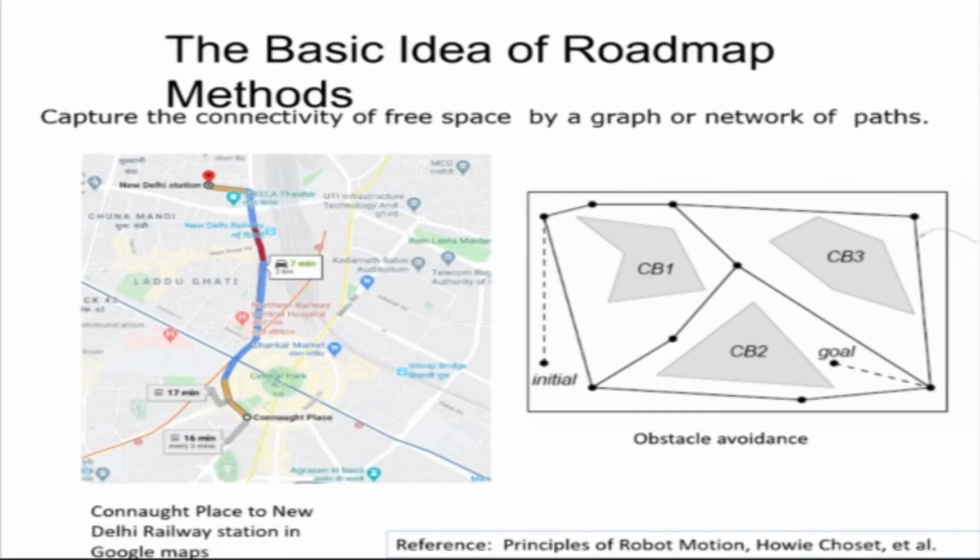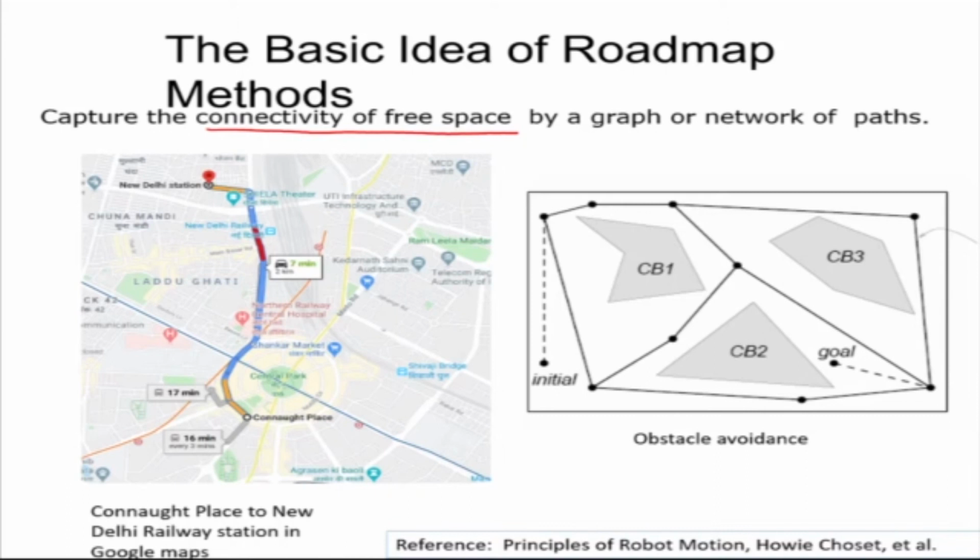So in the last class we saw that roadmap methods basically capture the connectivity of free space by a graph or a network of paths. Like the example is Google Maps, which everybody is familiar with these days. If you want to go from some point to some other point, basically what it does is it finds a network of paths, and then finds which is the shortest path in terms of distance and also maybe time, to take you from one point where you are to the desired goal position.